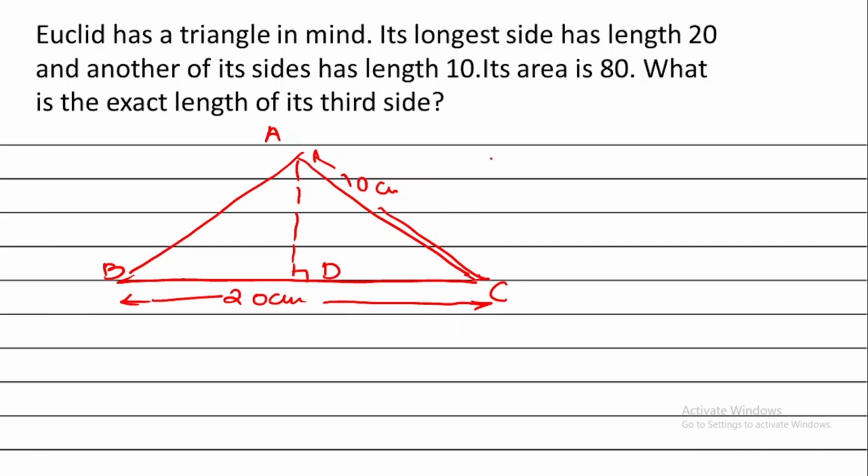So I know the area is nothing but half into AD into base. Base is 20 centimeter here, and this is equal to 80. The area is given as 80. So AD will come out to be 80 divided by 10, which is 8. So AD will come out to be 8 centimeter.